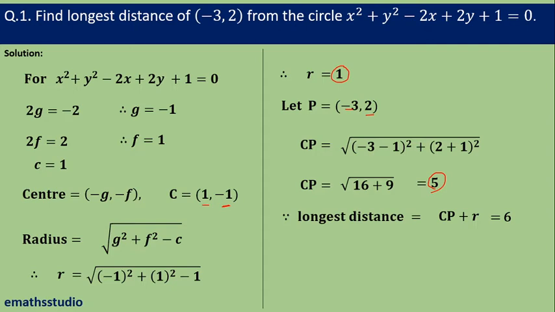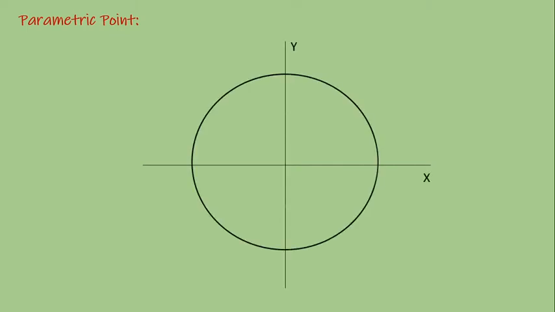Now I am moving to the next theory, that is the parametric point. Now consider the x-axis, y-axis and one standard circle. A standard circle means a circle having its center at the origin. See, I am assuming C is the center and R is the radius of the circle.